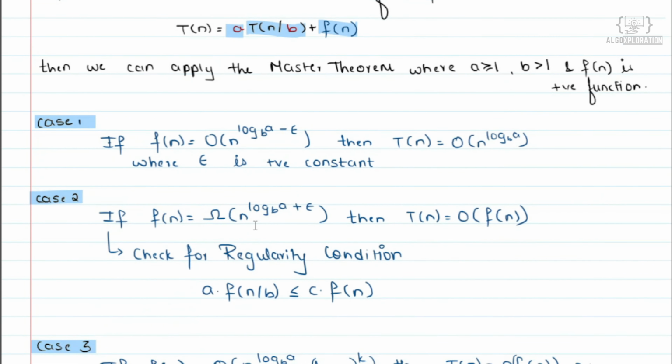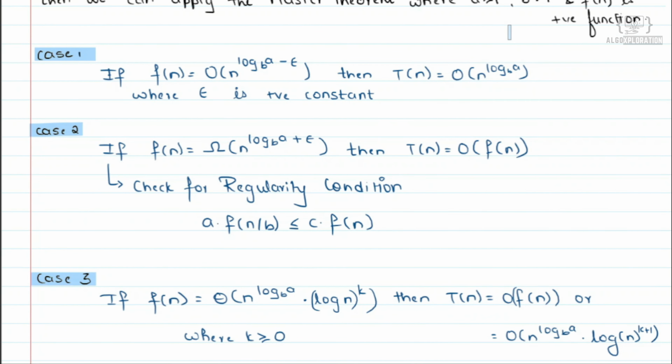Now we have three cases here. Case 1 says that if f(n) = O(n^(log_b a - epsilon)), then T(n) = Θ(n^(log_b a)), where epsilon is a positive constant. Case 2 says that if f(n) = Ω(n^(log_b a + epsilon)), then T(n) = Θ(f(n)), but we have to check the regularity condition as well. The regularity condition is a * f(n/b) <= c * f(n).